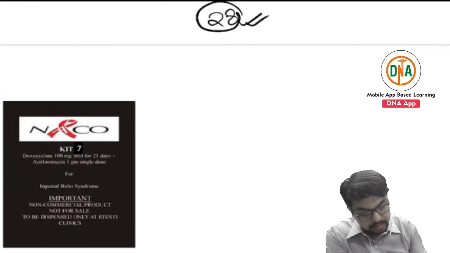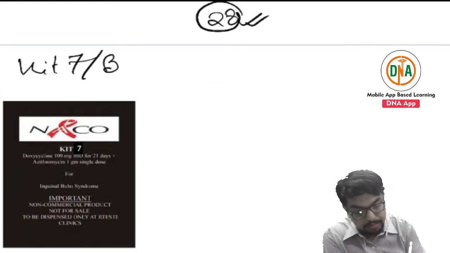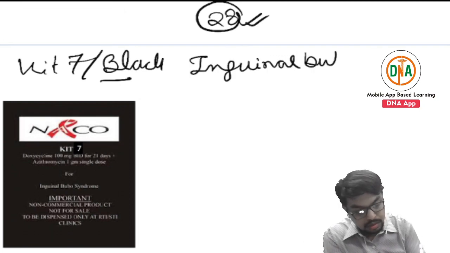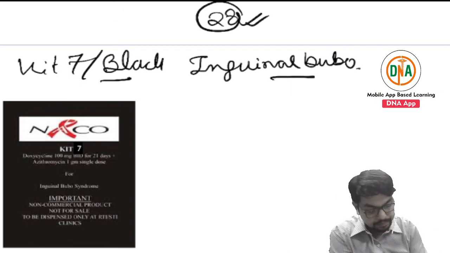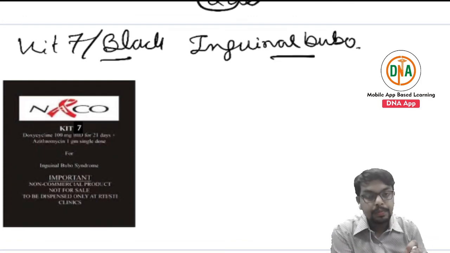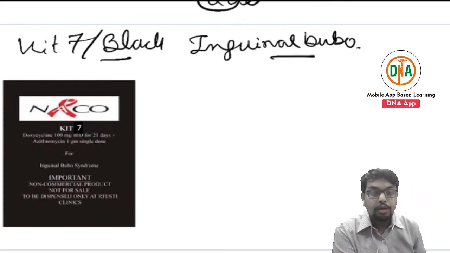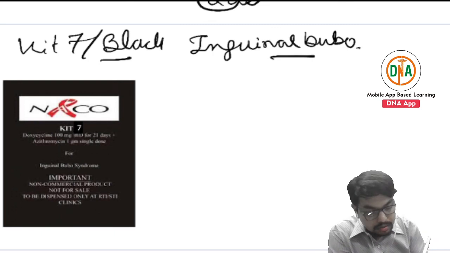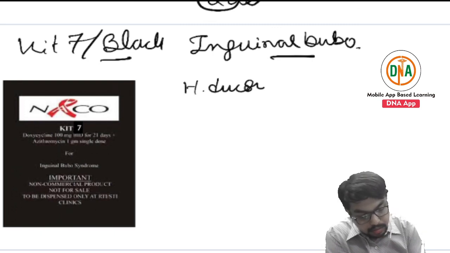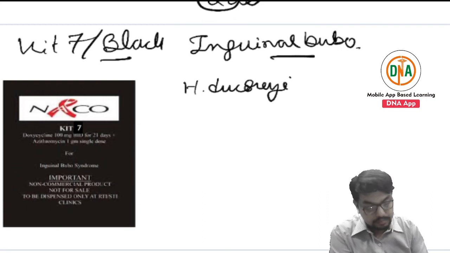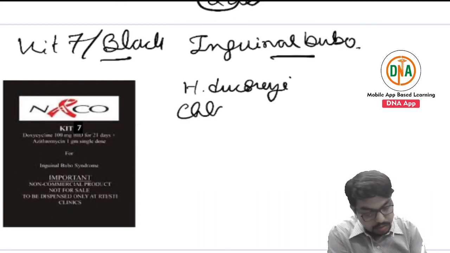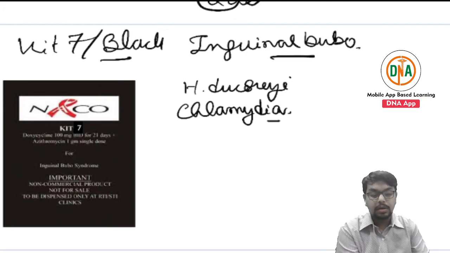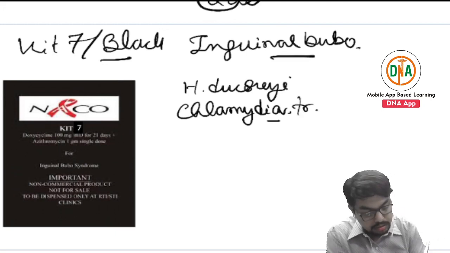Next, the last one is KIT 7. That is the black colored kit. It is for inguinal bubo. Okay. In chancroid there is involvement of the unilateral inguinal lymph node that is painful and contains pus. So one is H. ducreyi. Next, it should also cover the inguinal bubo of lymphogranuloma venereum, that is Chlamydia trachomatis.